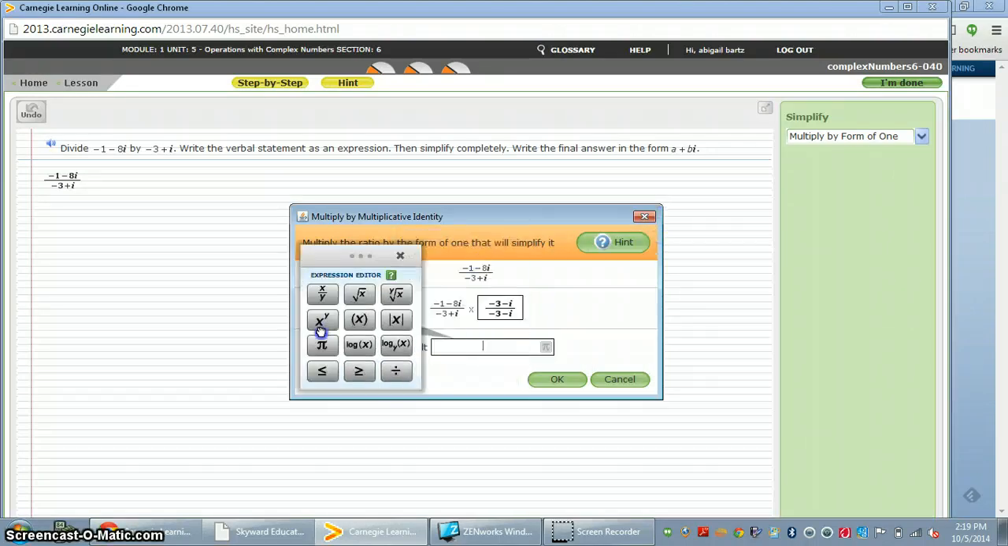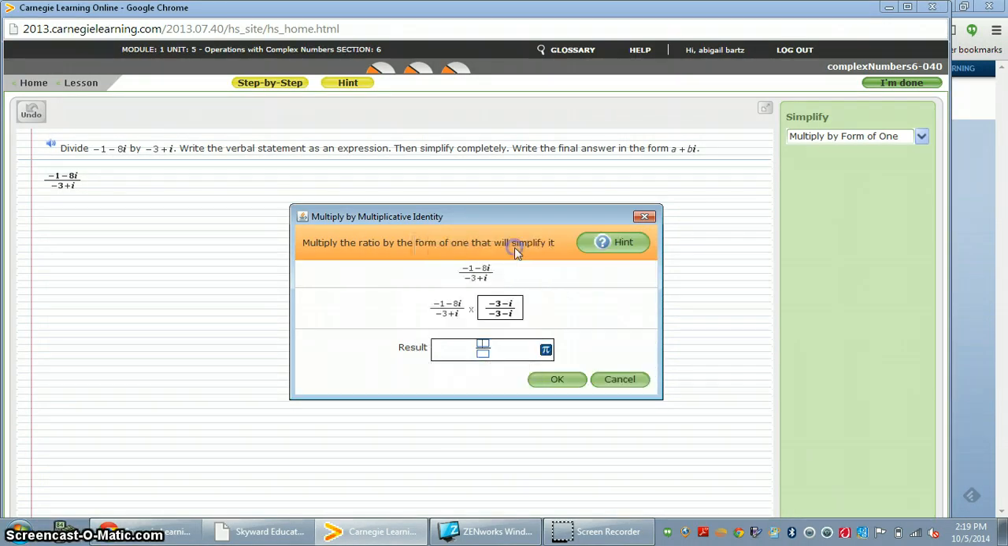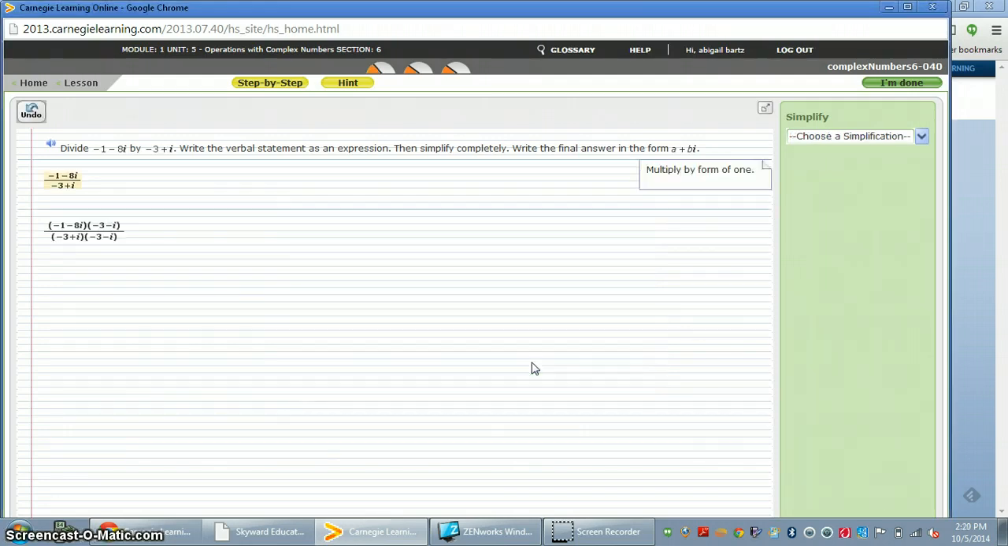And so now they want the final result. And again, the final result would just be two fractions times each other. So I'm just going to put the fraction button in here, close that because it's kind of annoying, and do negative 1 minus 8i. And then the top would be times negative 3 minus i. On the bottom it would be negative 3 plus i times negative 3 minus i. Oops, lowercase i.